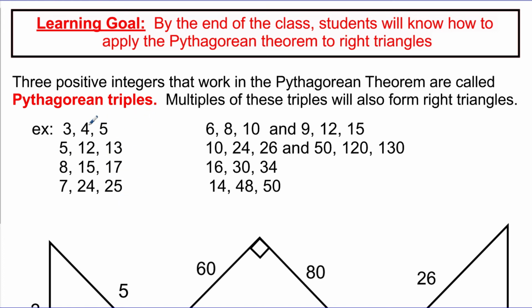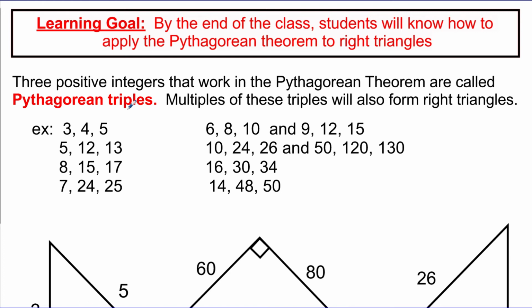If you notice 3, 4, 5, if you do 3 squared plus 4 squared, it equals 5 squared. It does work out. If I plug this into the Pythagorean theorem, 5 squared plus 12 squared equals 13 squared, that's the one that we just saw. 8 squared plus 15 squared equals 17 squared, it works. 7 squared plus 24 squared equals 25 squared, right? So these are ones that are nice, simple. If I plug them into the Pythagorean theorem, they do work, okay?